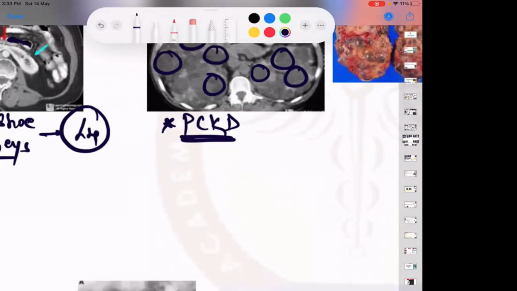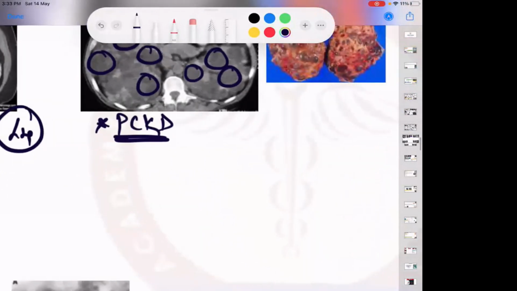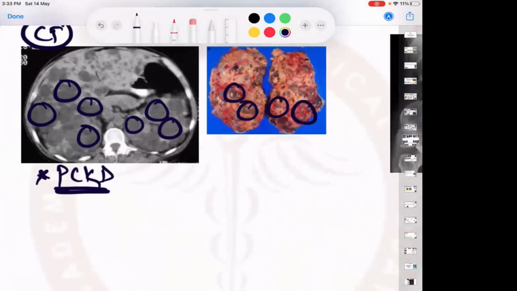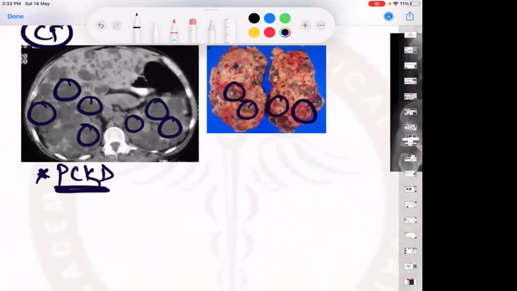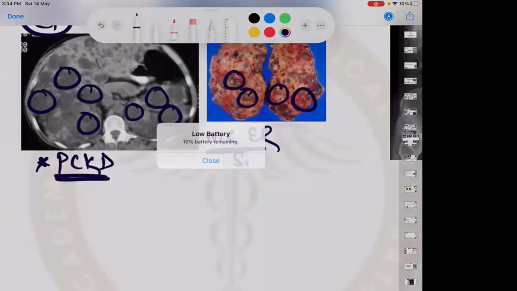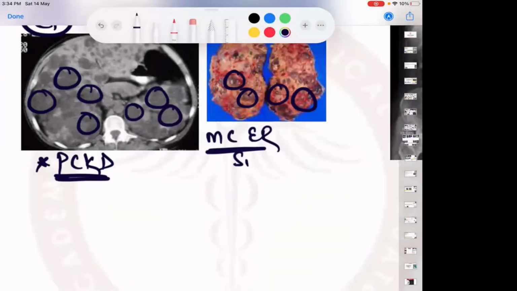And in polycystic kidney disease, not only the kidneys are involved, but other organs are also involved. Here you can see on the surface of the kidneys, there are multiple cystic dilatations or cysts on the surface of the kidneys. So in PCKD, the most common organ involved is definitely the kidneys, but the most common extra-renal site for cysts, anybody? Jaldi se. Liver. Very good. Most common extra-renal site for cyst is liver.